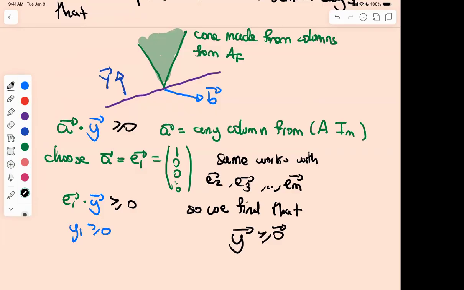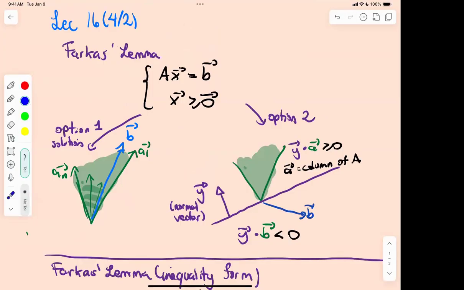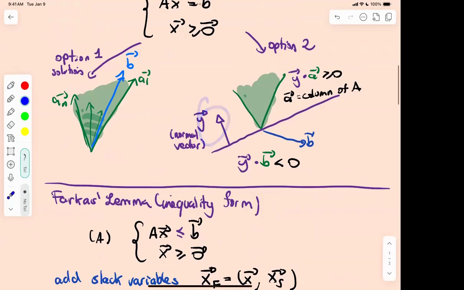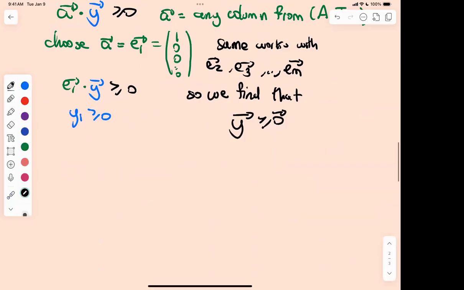Just to go back, in the case of an equation, you cannot say anything about the sign of this normal vector. But in the case of an inequality, the slack variables allow you to force each of the entries here to be non-negative. So you get an extra condition. So, Farkas lemma version 2. This is how I want to write it.